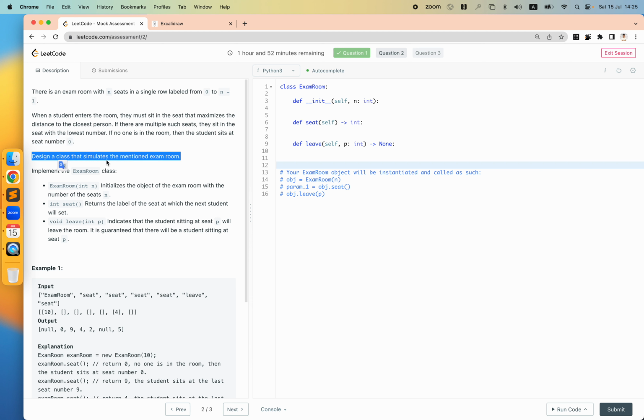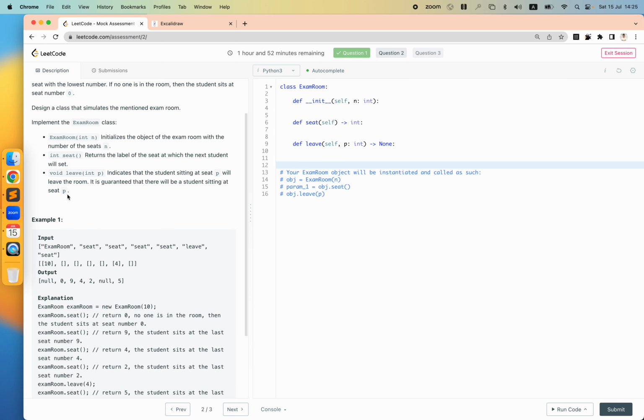Design a class to simulate the mentioned exam room. Implement the ExamRoom class. Initialize the object of the exam room with the number of seats. seat returns the label of the seat where the next student will sit. leave(p) indicates that the student sitting at seat p will leave the room. It's guaranteed that there will be a student sitting at seat p.